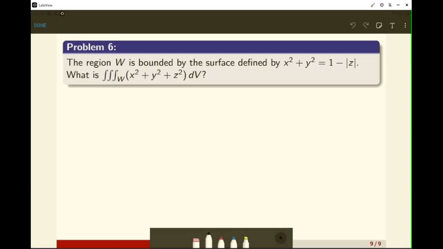Here I think it's almost always the case that the correct move is to prioritize the region. Looking at x squared plus y squared in terms of z tells us that we need to set things up in terms of cylindrical coordinates, and we'll figure out what's going on with the integrand later.